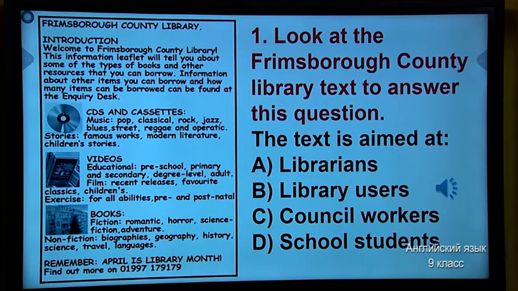Exercise for all abilities, pre- and postnatal. Books. Fiction. Romantic, horror, science fiction, adventure. Non-fiction. Biographies, geography, history, science, travel, languages. Remember, April is library month. Find out more on 01997 179179.